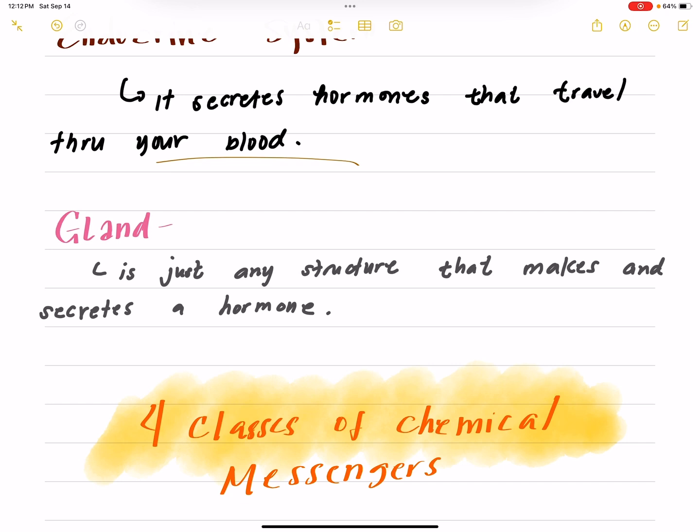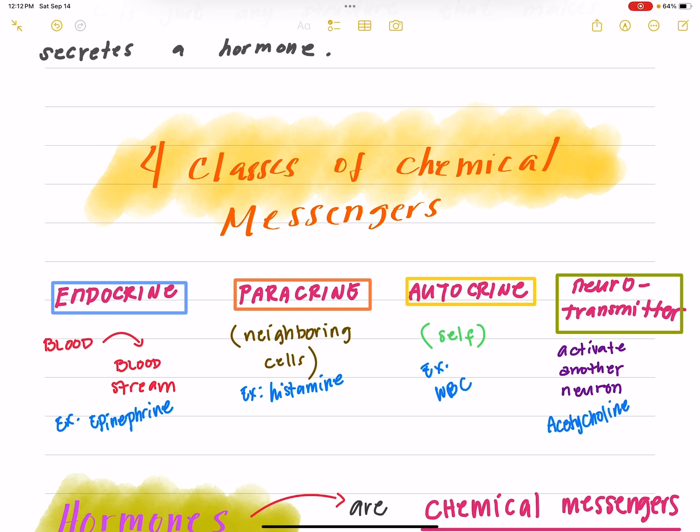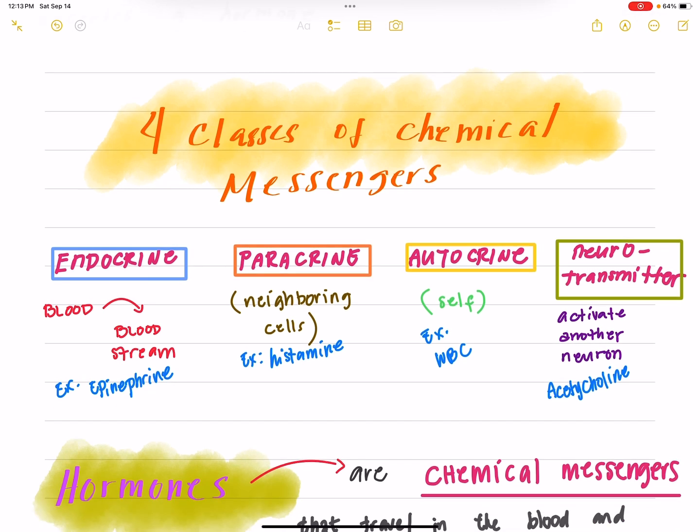Okay? So, we have 4 classes of chemical messengers. So, ano ang chemical messenger? It allows cells to communicate with each other to regulate body activities. Okay? So, we have 4 classes: endocrine, paracrine, autocrine, and neurotransmitter.